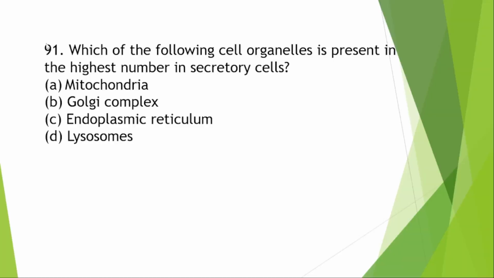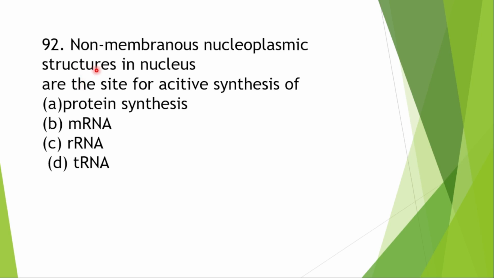So this is the first question for today. Question 91. Which of the following cell organelles is present in the highest number in a secretory cell? A. Mitochondria, B. Golgi complex, C. Endoplasmic reticulum, and D. Lysosomes. And the answer here is B, Golgi complex.